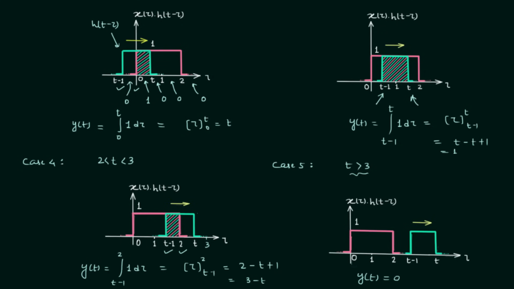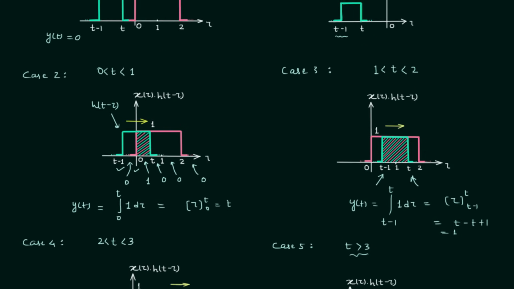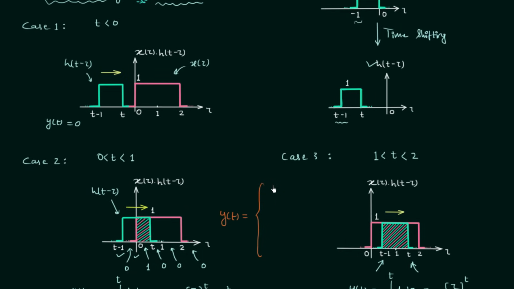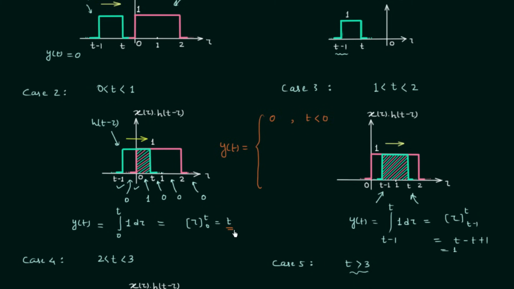So let's quickly define our output. I will define the output here. It is not a good place to write, but I want to write the output here only. So the output y(t) is equal to, we will start from our first case. In the first case, the output y(t) is equal to 0, and it is 0 when t is less than 0. From the second case, we can see the output y(t) is equal to t, and it is t when t is less than 1 but greater than 0.